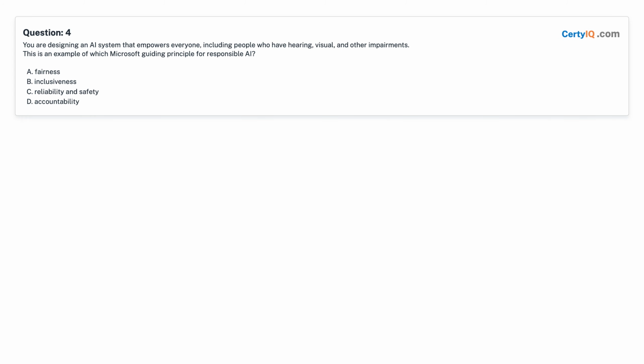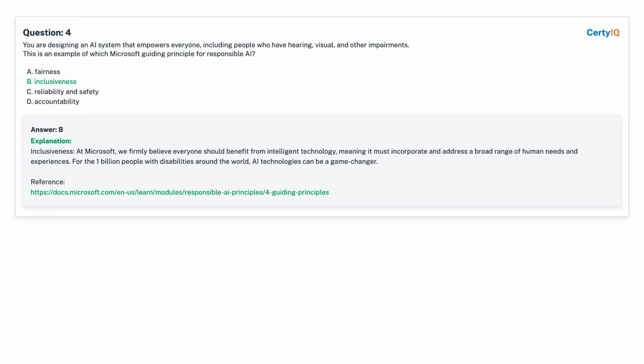Question 4. You are designing an AI system that empowers everyone, including people who have hearing, visual, and other impairments. This is an example of which Microsoft guiding principle for responsible AI? A. Fairness. B. Inclusiveness. C. Reliability and safety. D. Accountability. Answer is B. Inclusiveness.